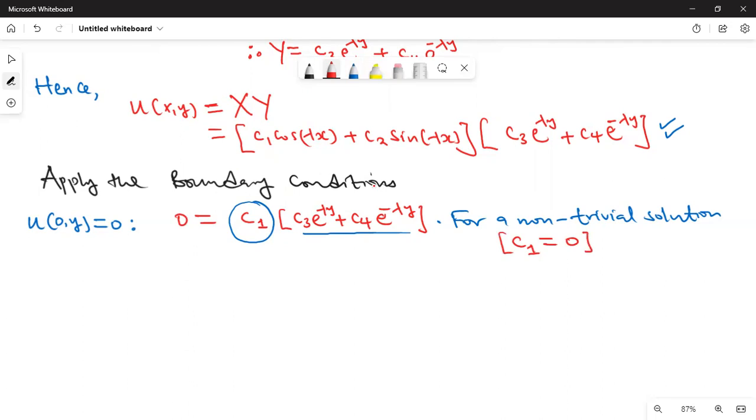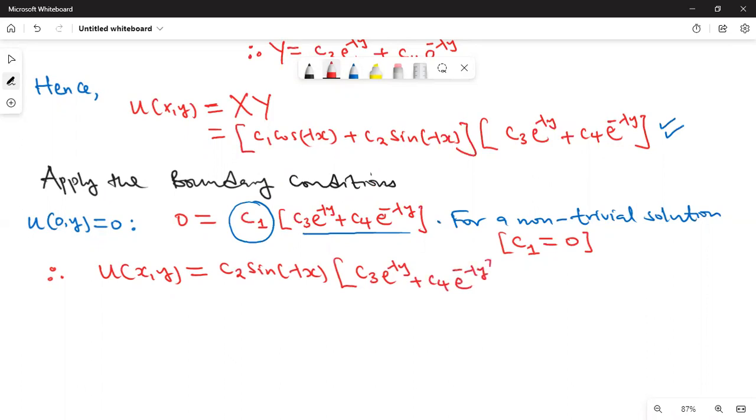So therefore, how will our equation become? Look at the general solution. It will now be u of x,y is equal to, remember C1 is 0, so we only remain with C2 sine lambda x times C3 exponential lambda y plus C4 exponential negative lambda y.